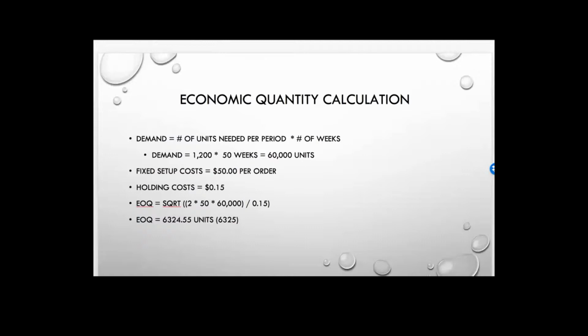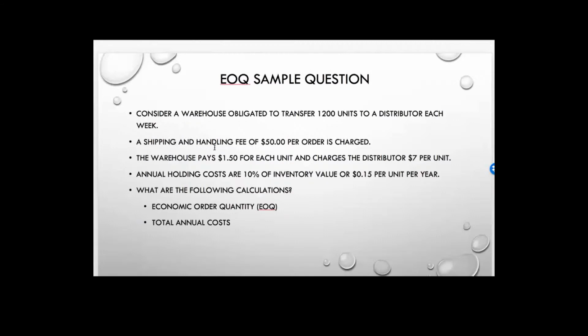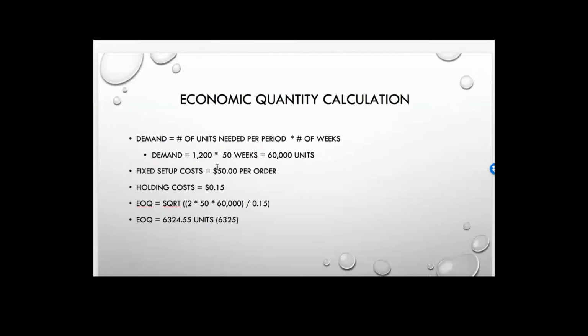Our fixed setup cost is $50 per order. We get that from the shipping and handling fee. This is a fixed cost. Fixed costs are costs that do not change regardless of the amount of items within the order. So the shipping and handling fee is $50 per order, regardless of whether we purchase 1,000 or 10,000 or 100,000. That's your fixed setup cost, $50 per order.